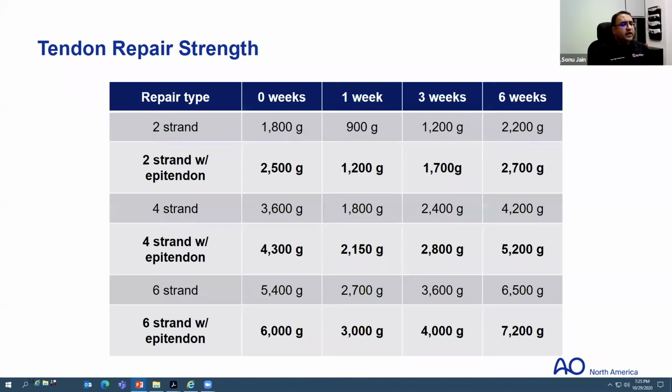And this table just shows you really what you already know. 6 strands is stronger than 4 strands, which is stronger than 2 strands throughout healing. And when you add an epitenon suture, it makes it stronger, up to 20-30% throughout the healing process here, as you can see.